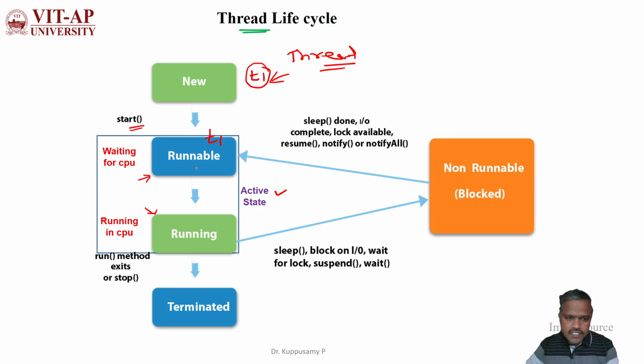This runnable portion is ready to alert the CPU if the CPU is idle, right? You assume that the CPU is idle. If the CPU is idle, then immediately T1 will be allotted that CPU for executing by the thread scheduler. Okay, so the thread scheduler is allocating the CPU for this T1 thread. Then thread 1 is getting inside the CPU. So now the state which is being executed by the CPU is called the running state. So now thread 1 is in the running state for its execution.